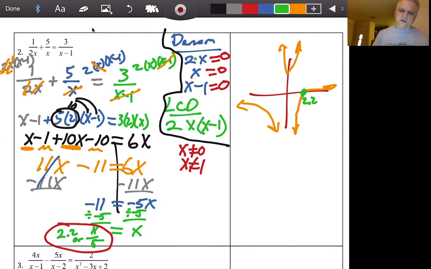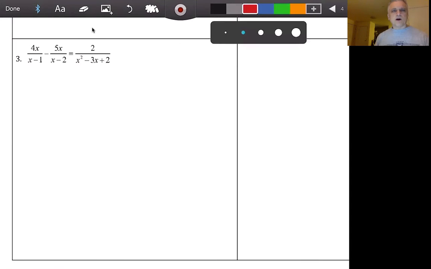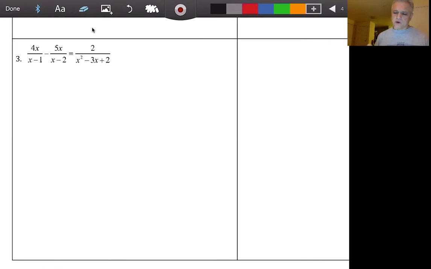All right, let's look at question number 3. A little more complicated, not too bad here. Step 1, let's find our LCD so we can clear those fractions out of there. So we're going to look at the denominators. We've got x minus 1, we've got x minus 2, and then we get this guy. There's an x squared. We've got a factor.